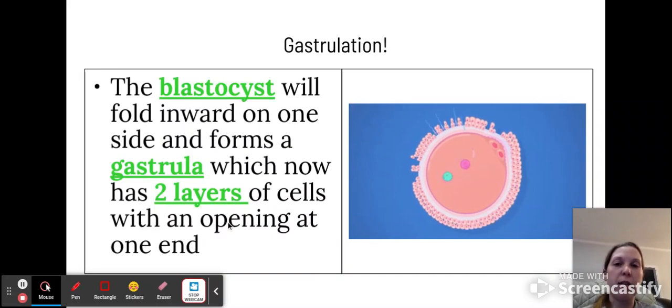So we can look at this process called gastrulation, and this is when the blastocyst will fold inward on one side and forms a gastrula, which now has two layers of cells with an opening at the end. So we can kind of see this process occurring over here in this GIF.